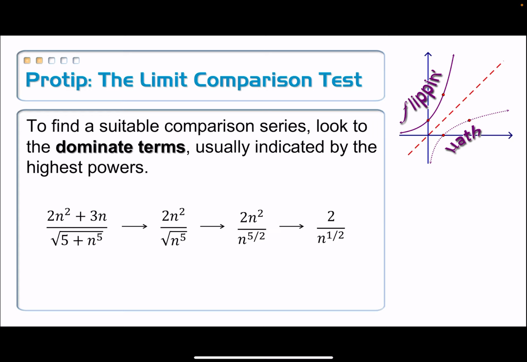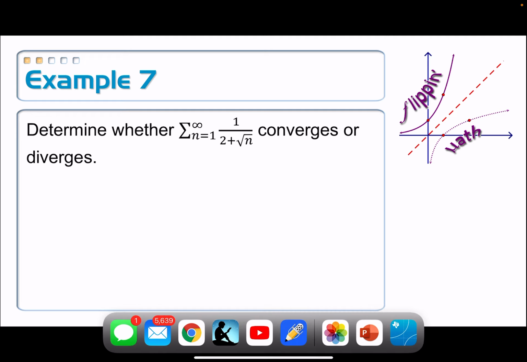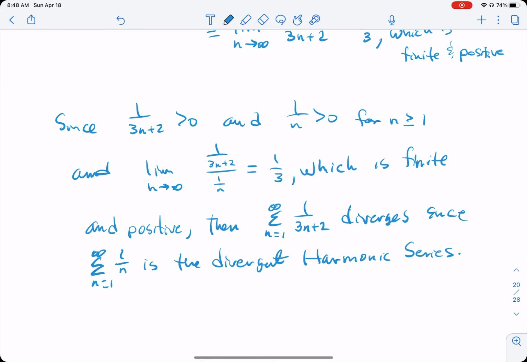Okay, so here, let's try another one. Determine whether the series, n equals 1 to infinity, 1 over 2 plus the square root of n converges or diverges. All right, so I can see that the dominant thing in this is just the variable term. It's the only thing that's going to change. That is 1 over n to the 1/2 power, p-series. Smaller than 1, it should diverge. Okay, so let's see if we can prove that it diverges.